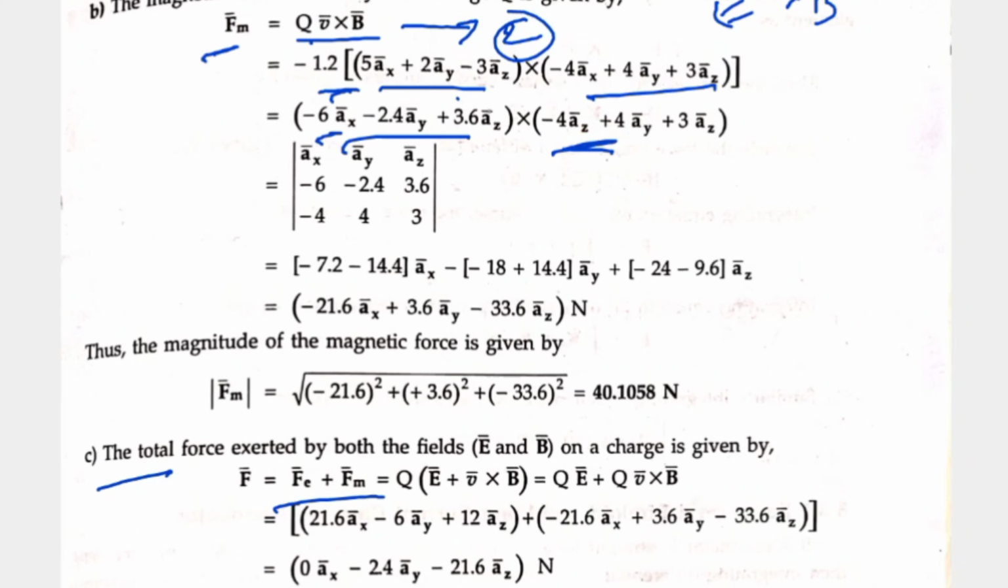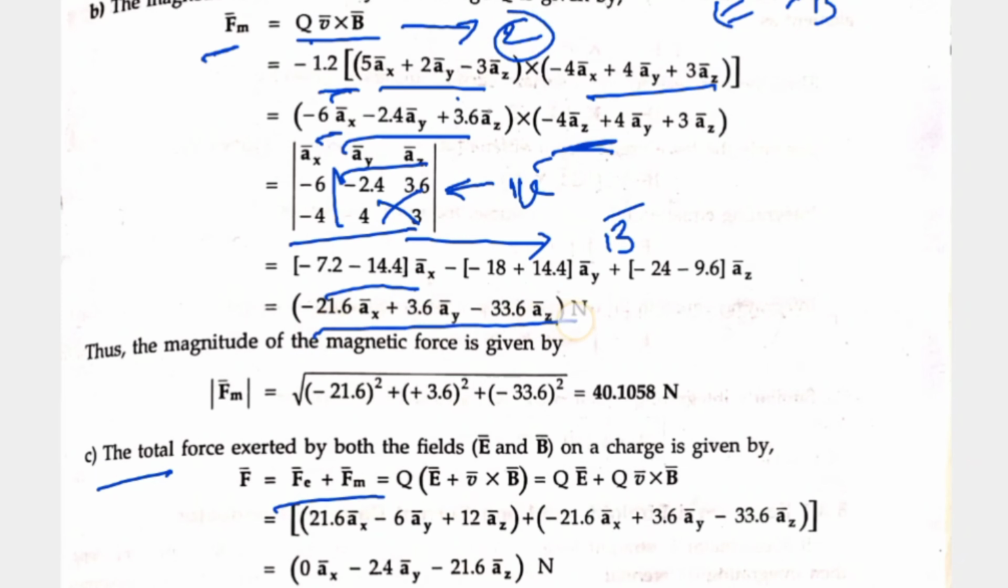The cross product can be done in determinant form. First we write ax, ay, az, then this row is V bar, and this entire row is B bar. Substituted in determinant form, we find the determinant by taking ax into the product of this and this, and similarly we consider the different columns and rows. Finally we obtain the magnitude of one vector, and the magnitude is given by 40.